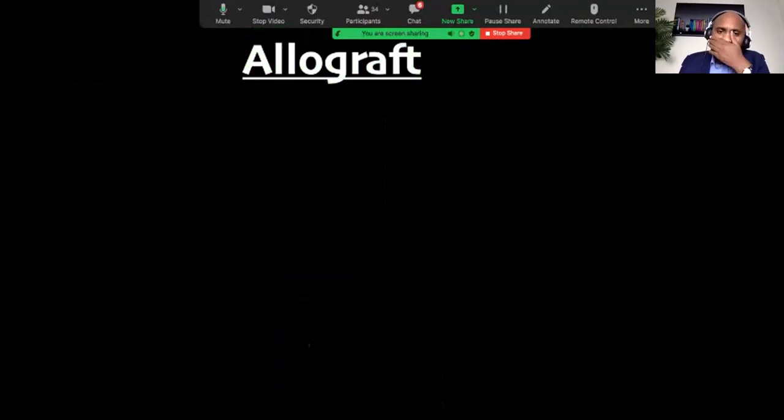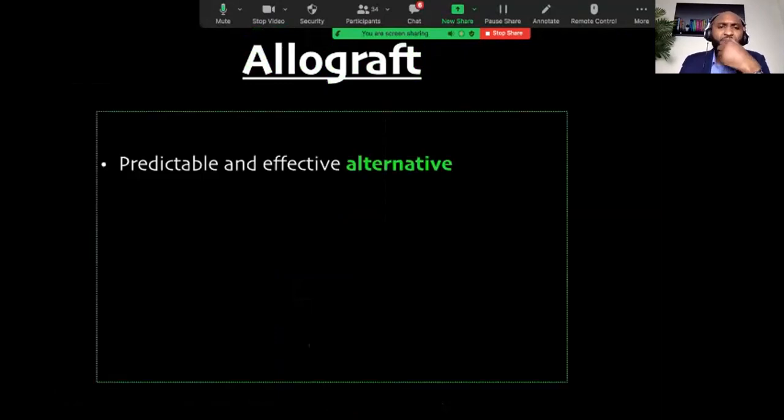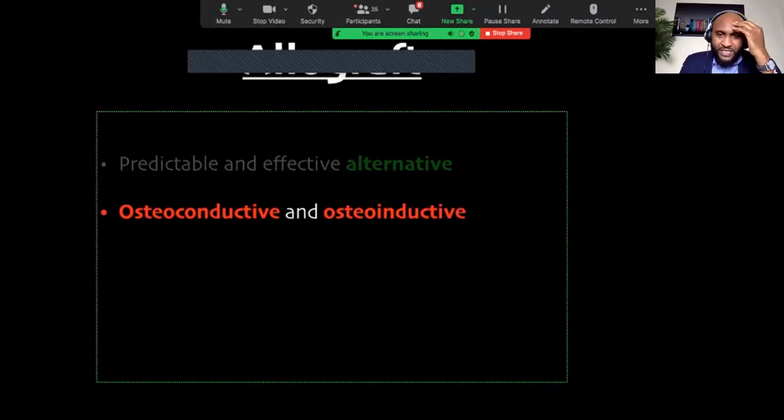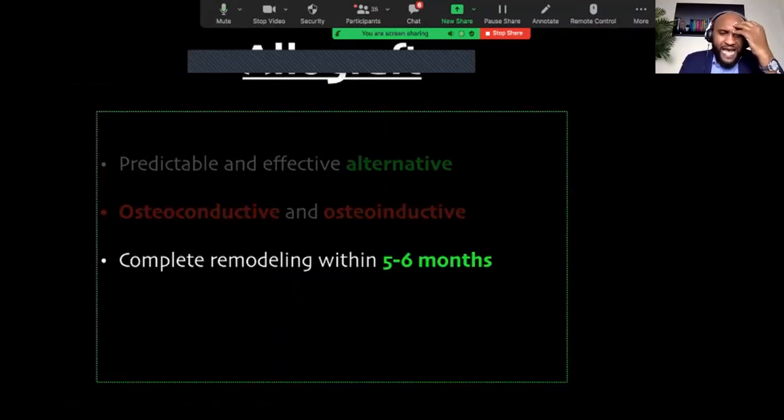So allografts, like we said, are highly predictable and effective alternatives to the patient's own bone. Like we said, they're osteoconductive and osteoinductive. And the other beautiful thing is, unlike many other bone substitute materials, allografts completely remodel. They will completely become part of the patient. And beyond 6 months, you might actually find no traces of it, which is a good thing.